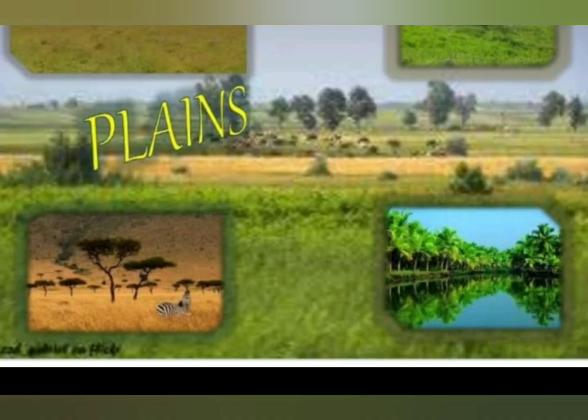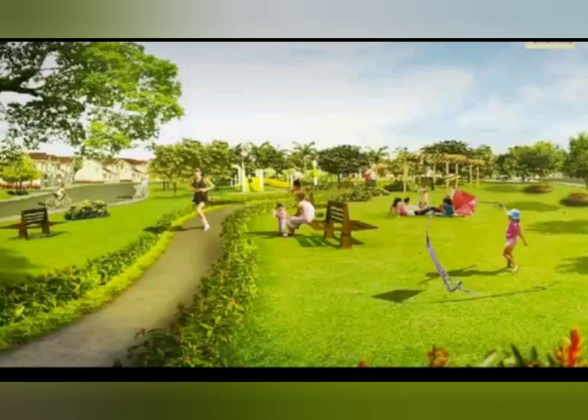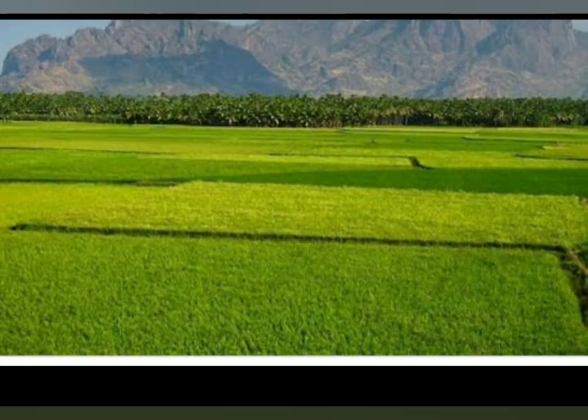Now next is plains. So what are plains? They are lowlands. They are very close to the sea. Okay, they are level. So a plain is a flat and low-lying land surface. They can be level but slightly hilly. The slope of the land is very gentle.